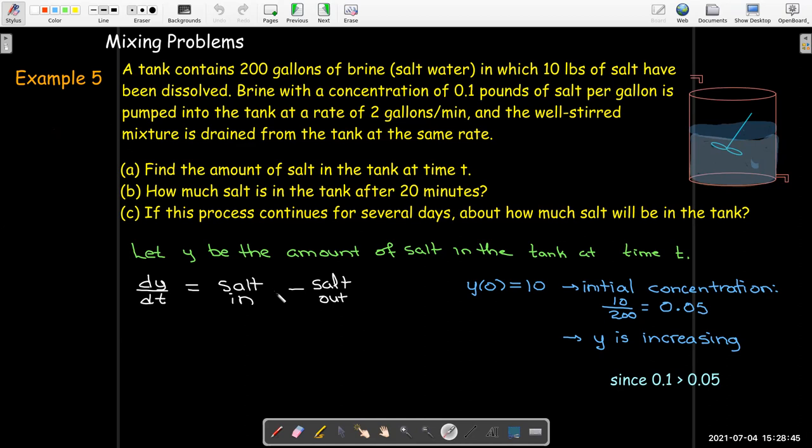And so I just need to be able to calculate then the amount of salt that's going in. Well, I've got brine with this amount of concentration, so 1/10 pounds for every gallon that comes in. I'm sending in 2 gallons per minute. So that product will give me the amount of salt that's entering the tank.